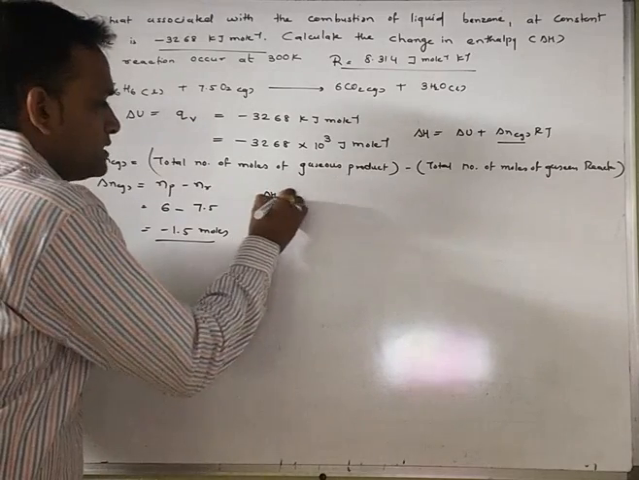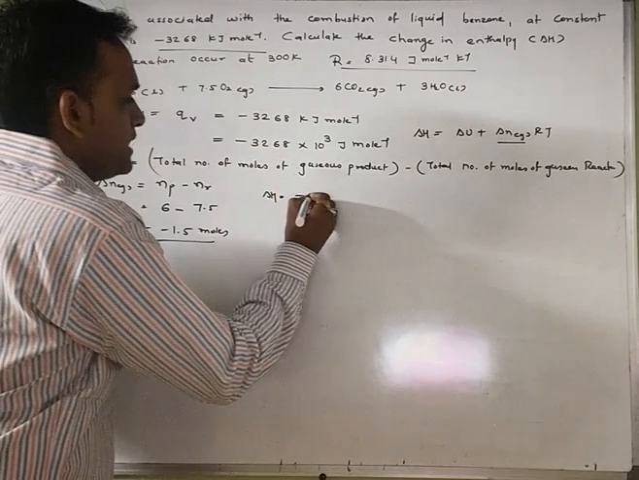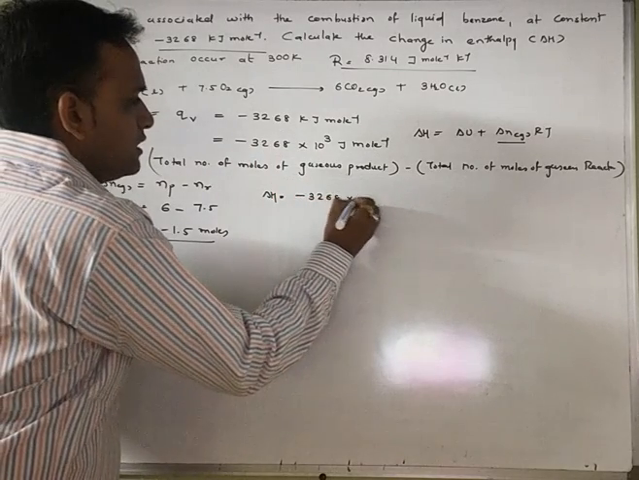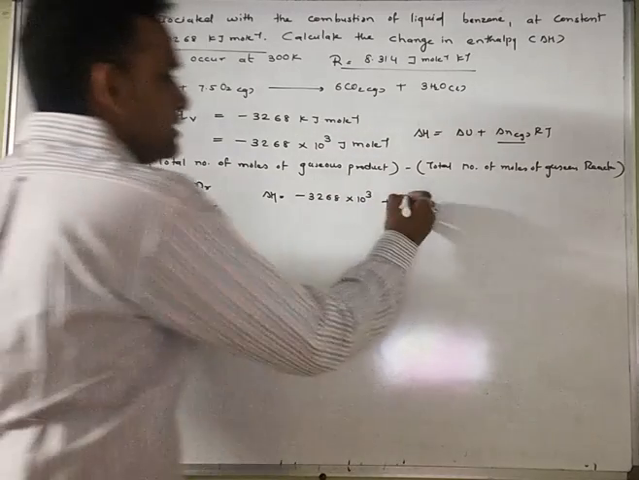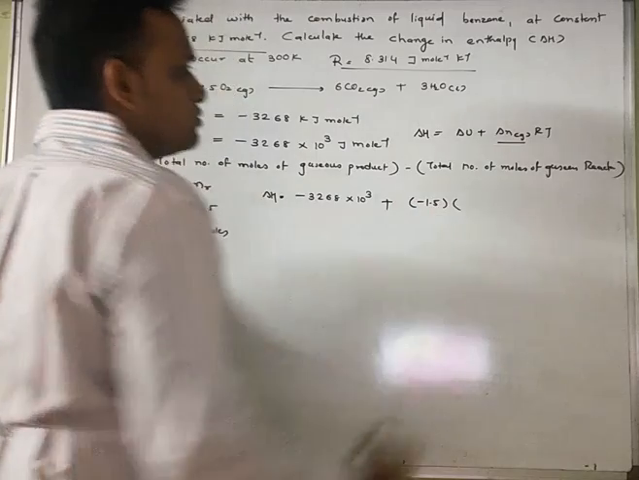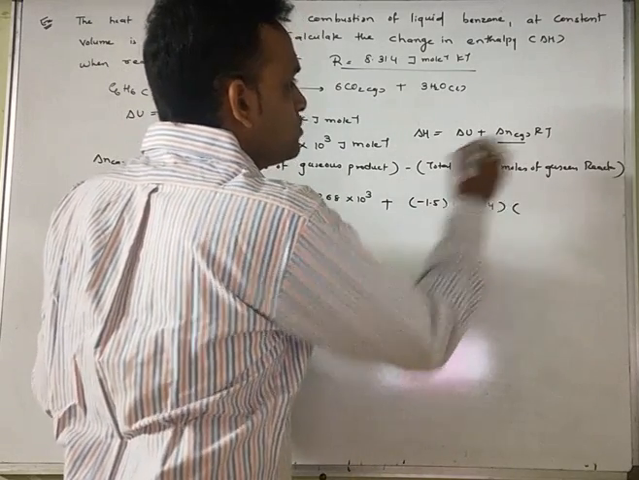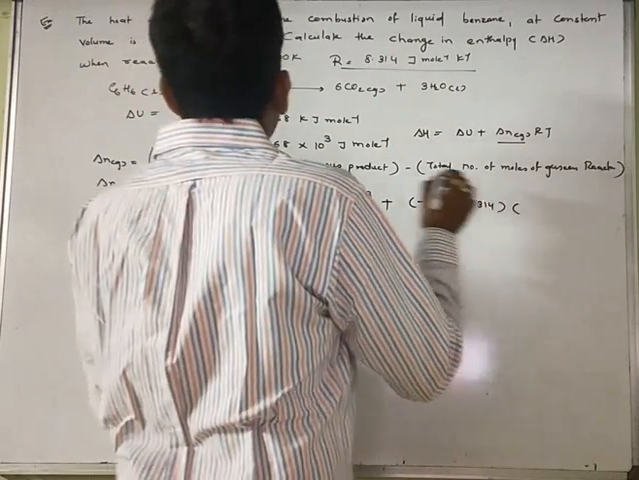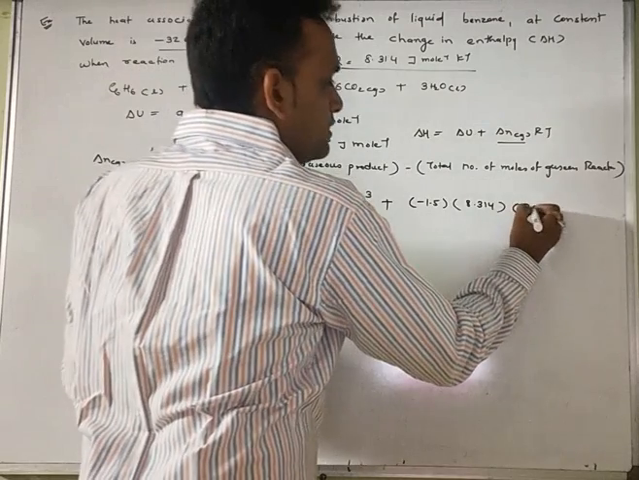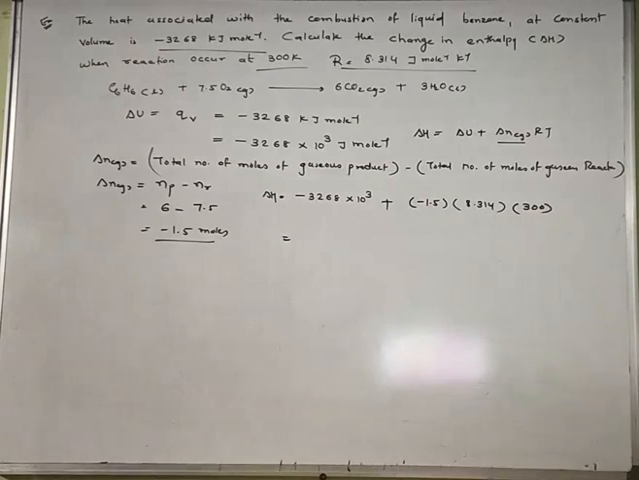Yes, delta H equals, what is delta U? Delta U you have to convert, so minus 3268 into 10 raised to 3 joule, plus delta Ng, that is minus 1.5 into R, that is 8.314, into T. T means what temperature is given, 300 Kelvin. Put the value, you can get the answer. Okay, what is the answer?